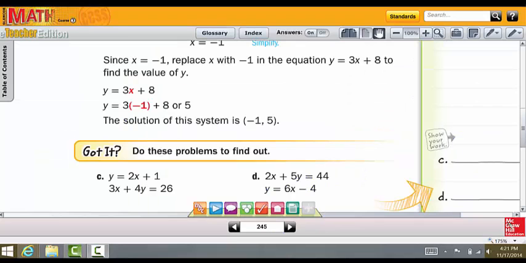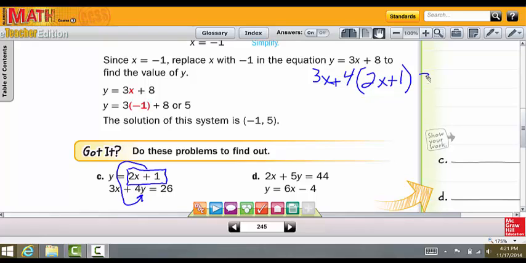Letter C, we have an equation where we have y set equal to 2x plus 1. Therefore, we can take that value and plug it in here for y. So let's move up here where we have a little bit of room. So we have 3x from right here plus 4 times the quantity 2x plus 1, equals 26.